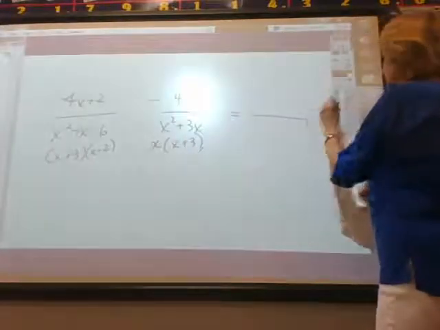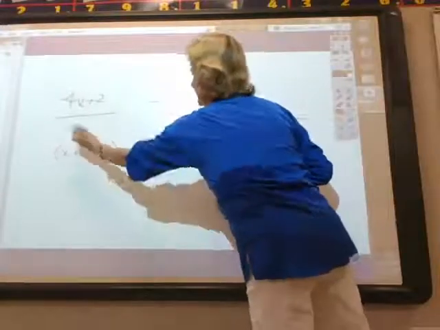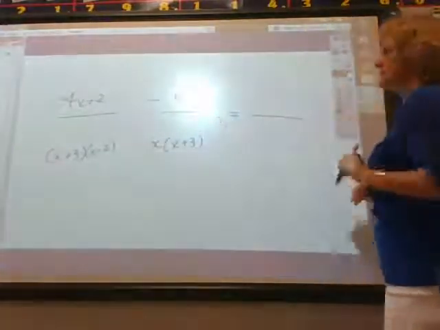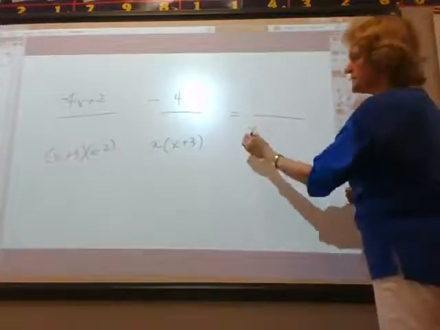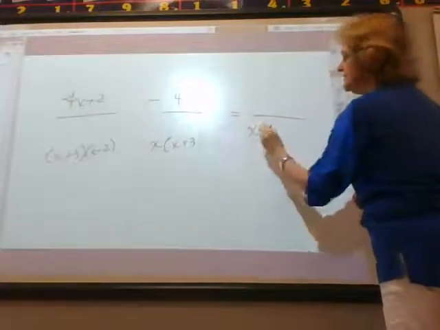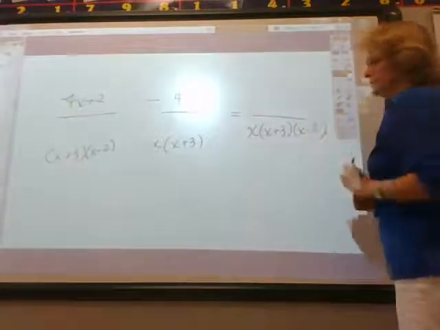All right, so I'm going to erase these. It's a little less sloppy than me scribbling them out. All right, so what does our least common multiple need? It needs an x, takes care of that. It needs an x plus 3 and an x minus 2.